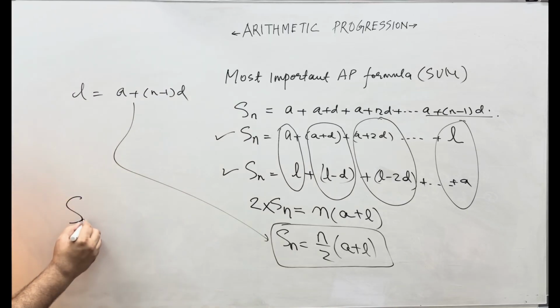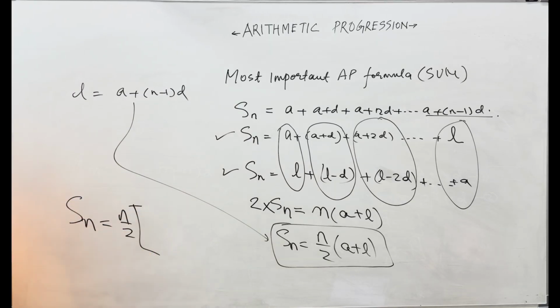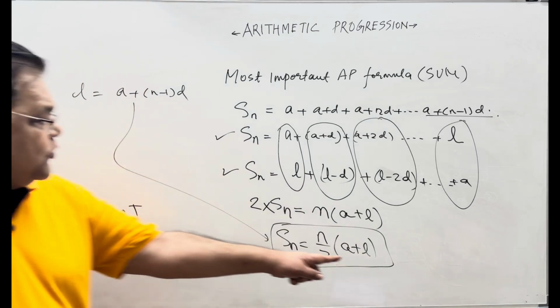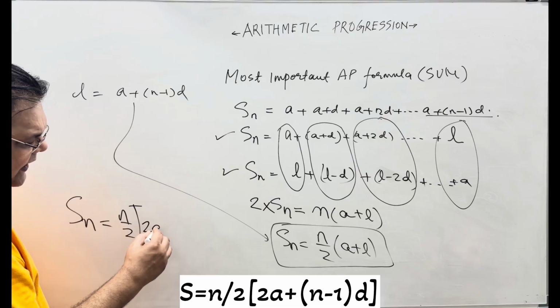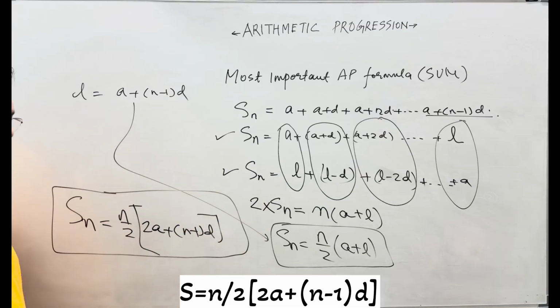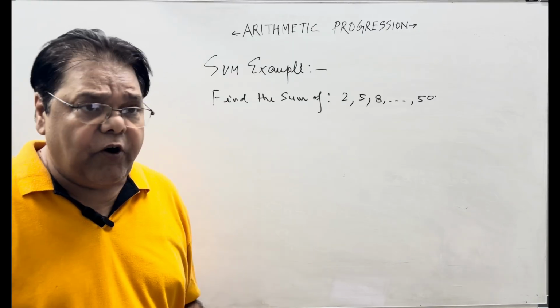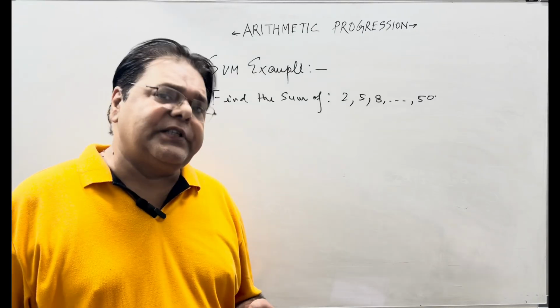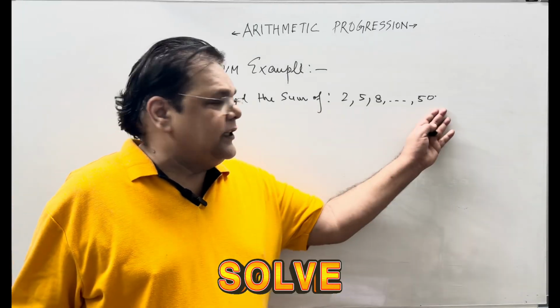What do you get? Sn is equal to n by 2, and in place of L you substitute this. What do you get? 2a plus (n minus 1)d. Please note it down. This is very important. We just learned the formula for the addition of the numbers in sequence. So let's use this to find the sum of all these numbers.